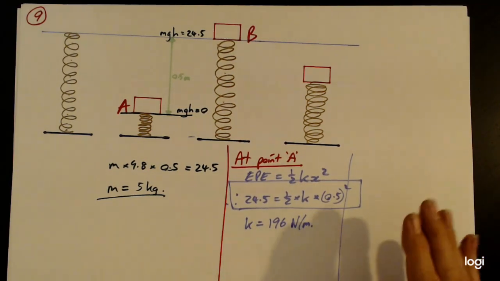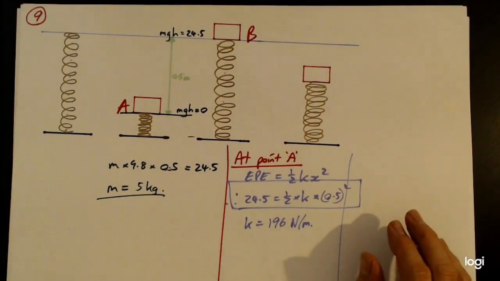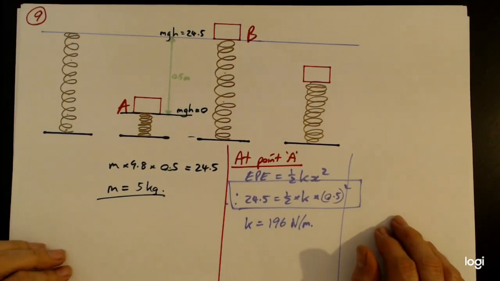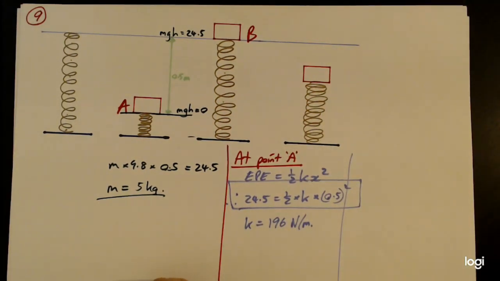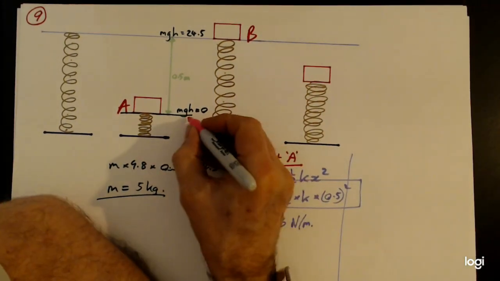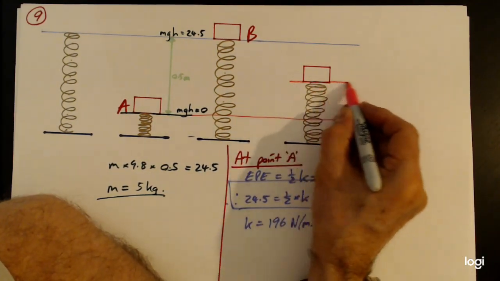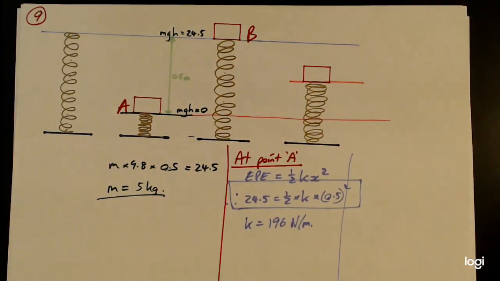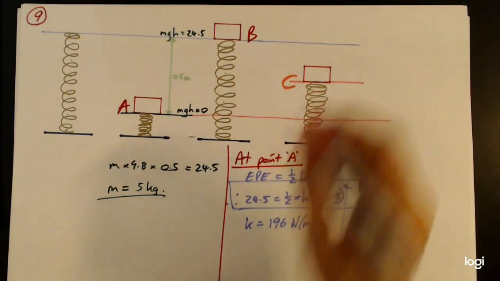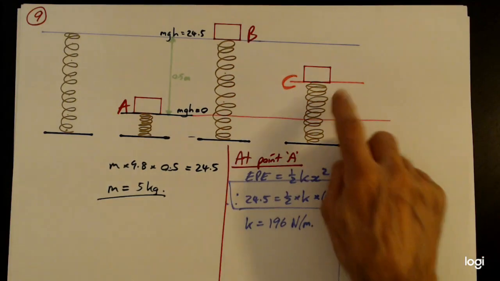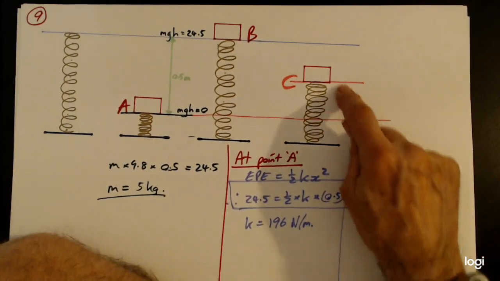Part C, last one before we end this video. The acceleration of the block is 0 at the point halfway between the lowest and highest points. I've done that here. Lowest point is there. Highest point is there. That's halfway. So this is point C. This is where question C is at. The acceleration of the block is 0 there.